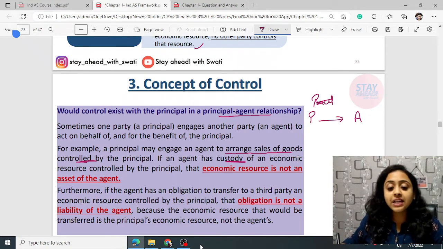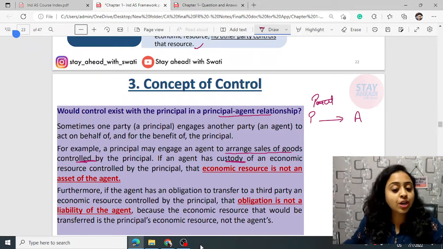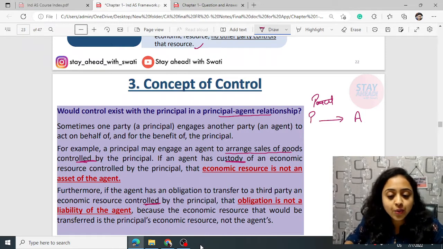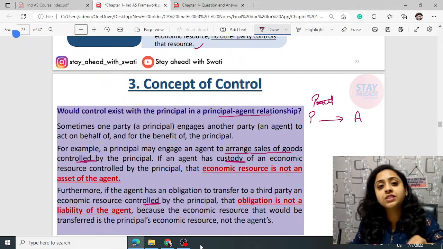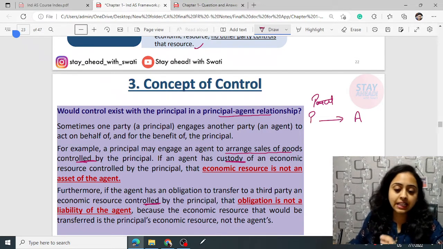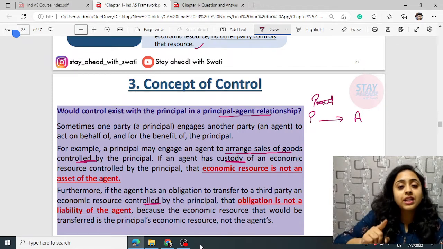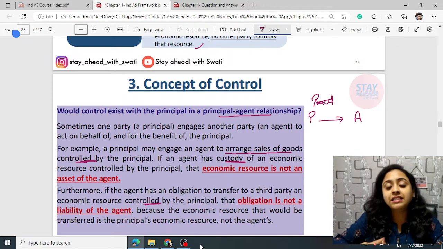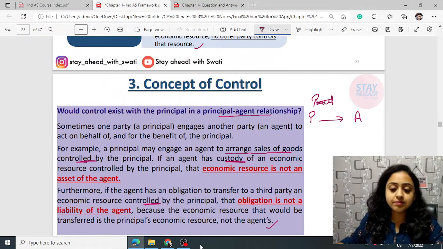Furthermore, if the agent has an obligation to transfer to a third party an economic resource controlled by the principal, still the control lies with the principal, and it has responsibility to transfer any good, asset, cash, anything. That obligation is not of the agent, it is all of the principal. Control transfers, then only it will be said that the asset or liability has transferred, because the economic resource that would be transferred is the principal's economic resource, not the agent's. Got it?